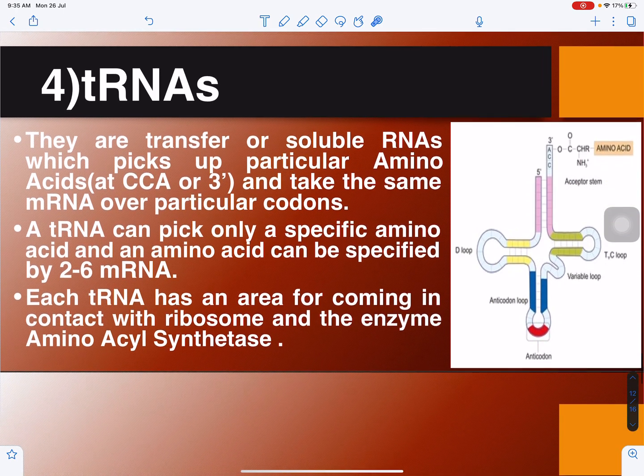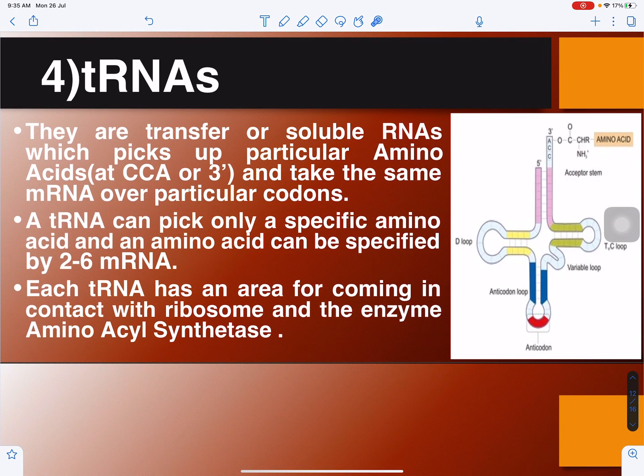Next requirement is transfer RNA. As the name indicates, transfer RNA will help in transfer of the amino acids. They are also called soluble RNAs. Again, if you want to see the detailed structure of transfer RNA, you can click the link which is given in the description box. Now this site is the amino acid binding site. This site is the anticodon site.